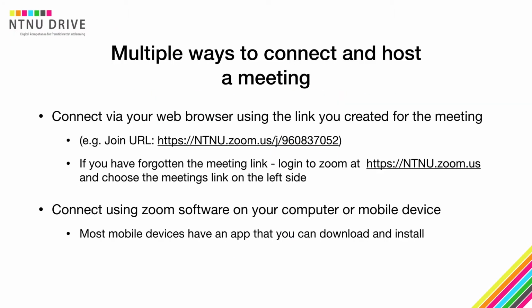In the previous video, I demonstrated how to create a meeting. When you created a meeting, you were given a meeting ID and a join URL. If you have forgotten your URL or your meeting ID, you can quickly go to the ntnu.zoom.us website and choose meetings from the left-hand side once you log in. I suggest logging into the system as opposed to going to guest or host or some other link. Once you've done this, you can then proceed to the next step.